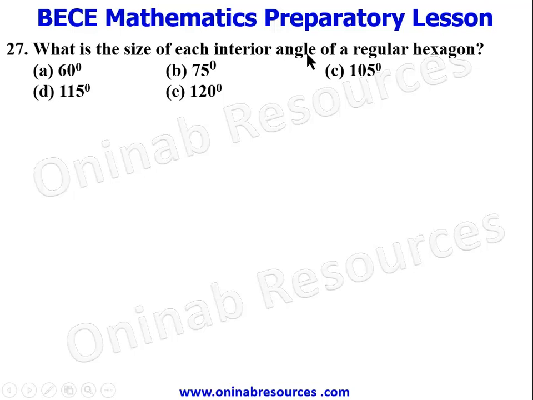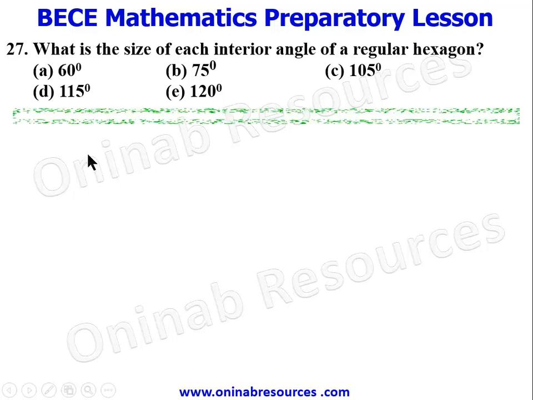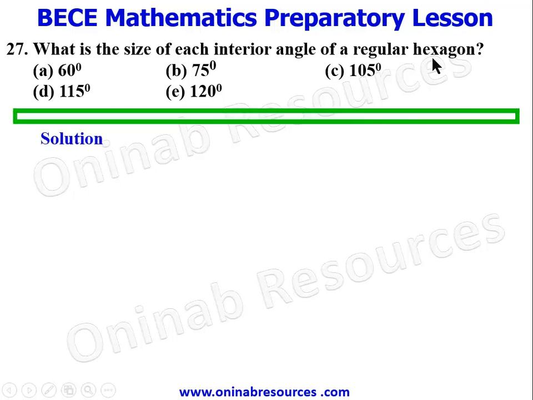Problem 27. What is the size of each interior angle of a regular hexagon? A hexagon has 6 sides, so n is equal to 6. We know that the sum of interior angles is n minus 2 times 180, or 2n minus 4 times 90 degrees, whichever. To get the size of each interior angle, we need to find the sum of interior angles first, then divide by the number of sides to give us the value of each of the interior angles.